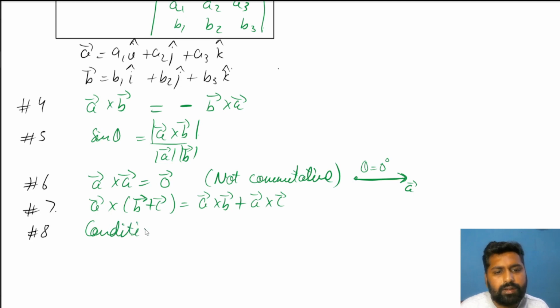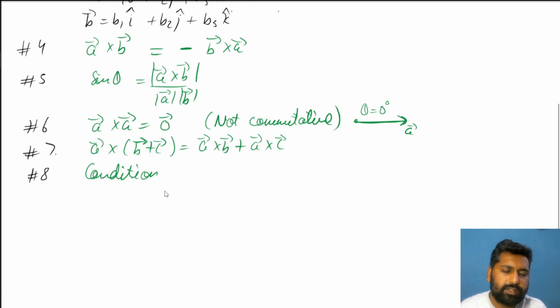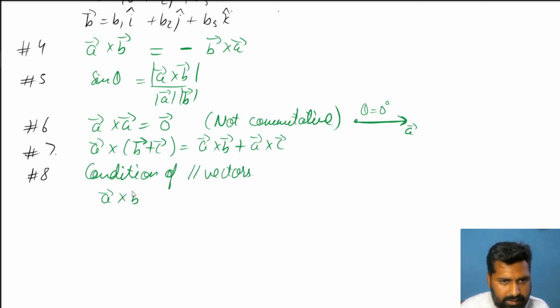You might think why I'm saying lines, because the next chapter you'll study is 3D, and in 3D vectors are used to represent lines. So the condition of parallel vectors is A cross B is equal to 0. The cross product should be 0.